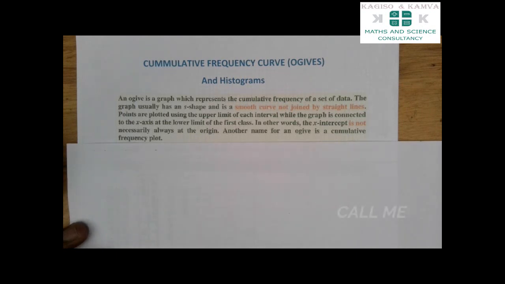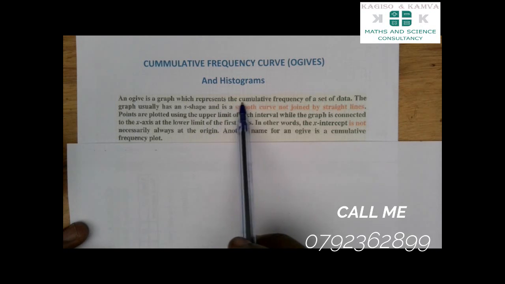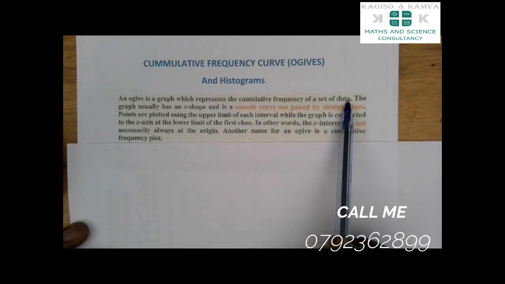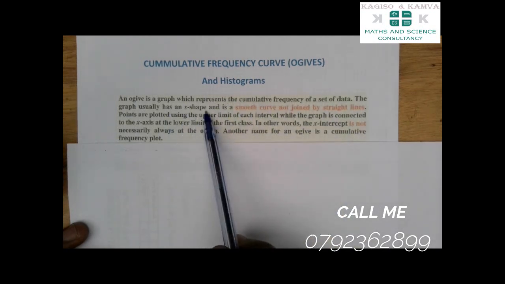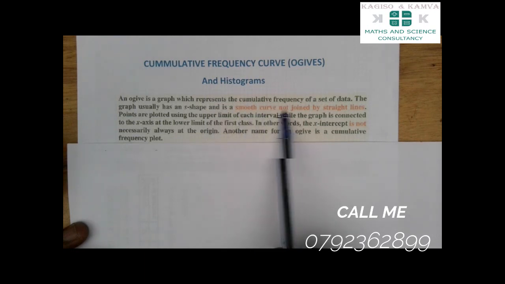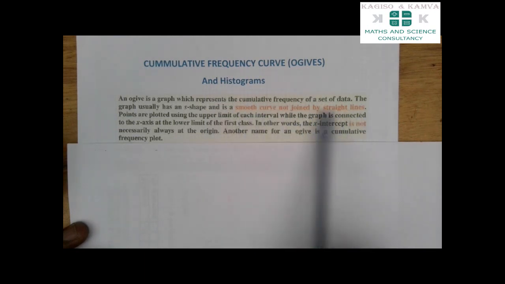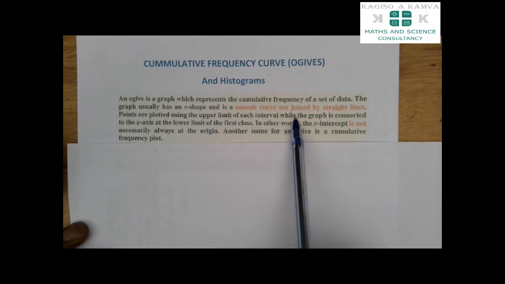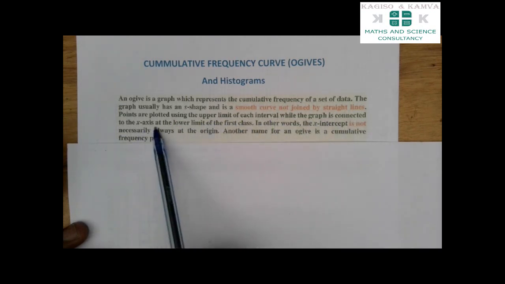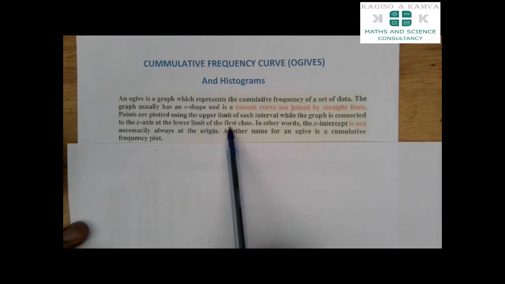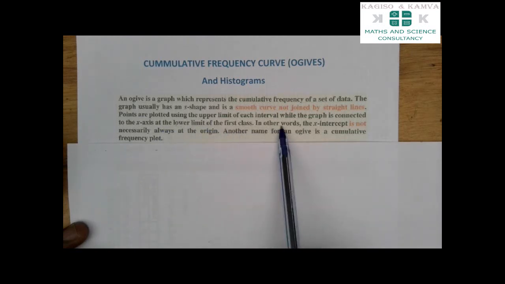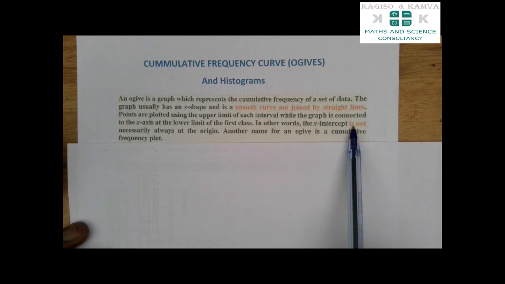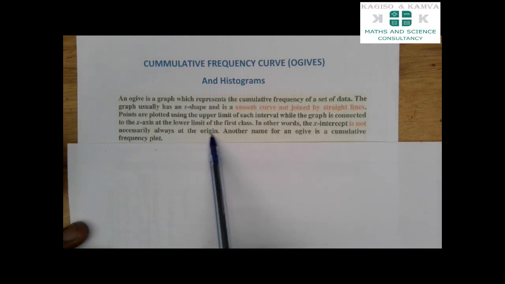Now let us start by defining an ogive. An ogive is a graph which represents the cumulative frequency of a set of data. The graph usually has an S shape and is a smooth curve not joined by straight lines. Points are plotted using the upper limit of each interval while the graph is connected to the x-axis at the lower limit of the first class. In other words, the x-intercept is not necessarily always at the origin.